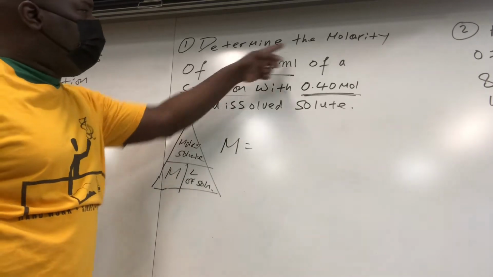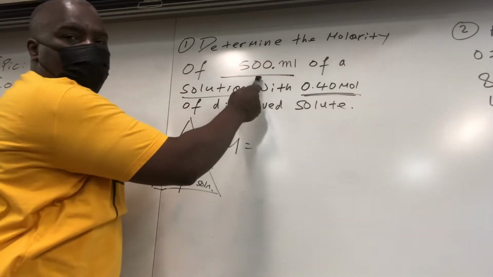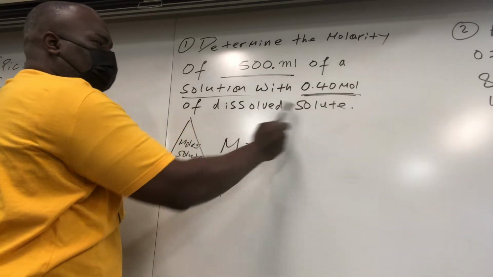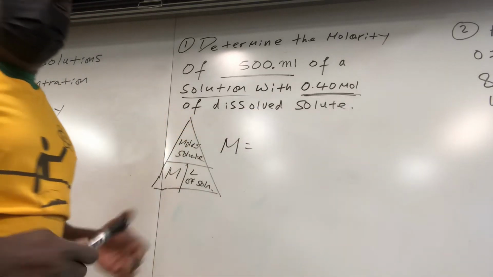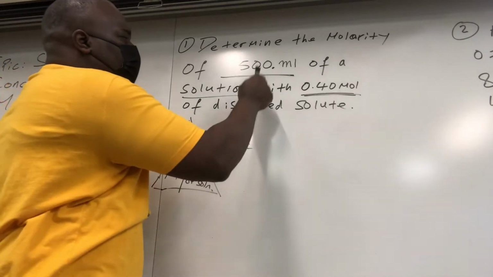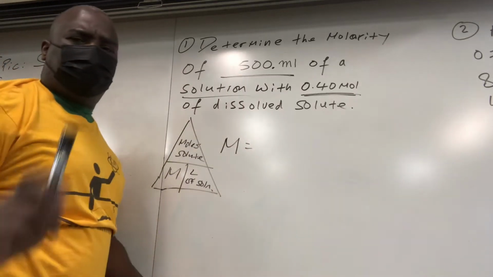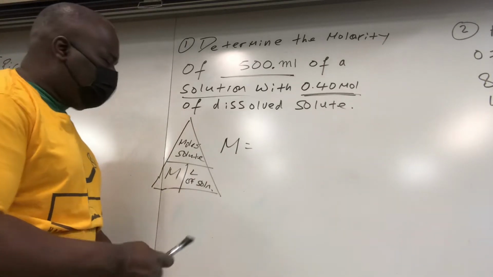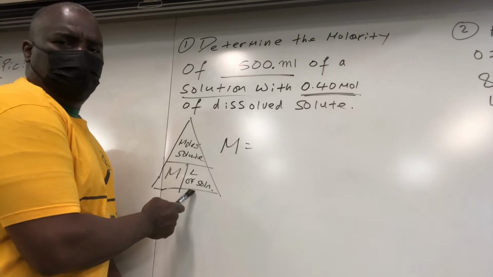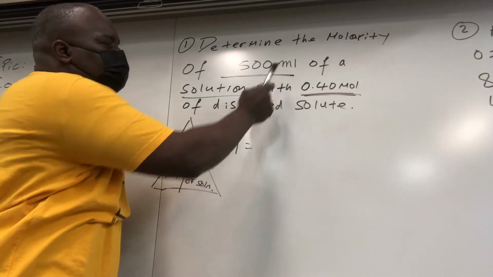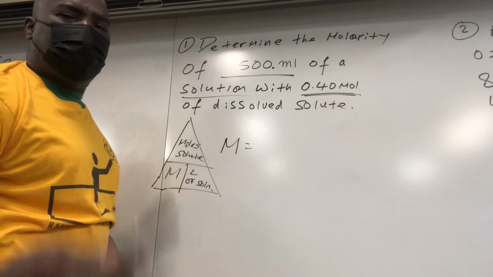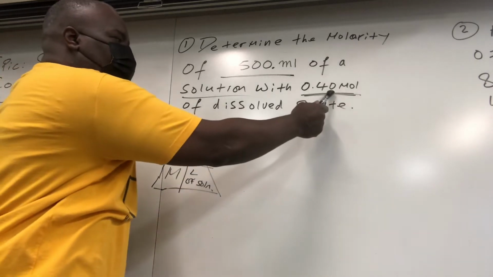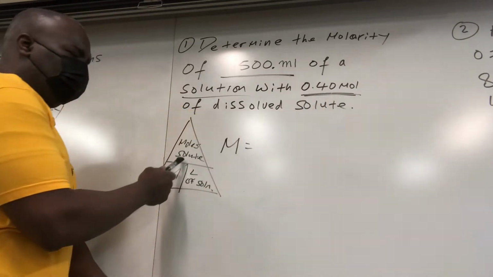It says to determine the molarity of 500 mLs of a solution with 0.4 moles of dissolved solute. So you've got two things in play here. You've got 500 mLs. Now we said before that you must use liters of solution in the molarity calculations. So if they give you milliliters, we're not going to panic, because we know how to convert milliliters to liters. And they gave us the moles of solute already, so we're happy.